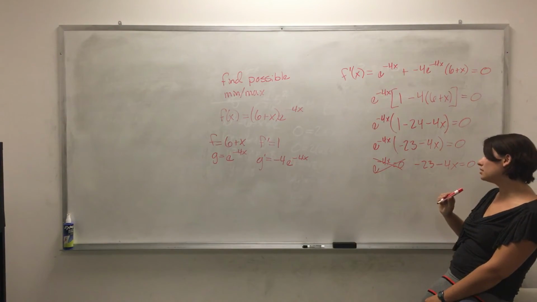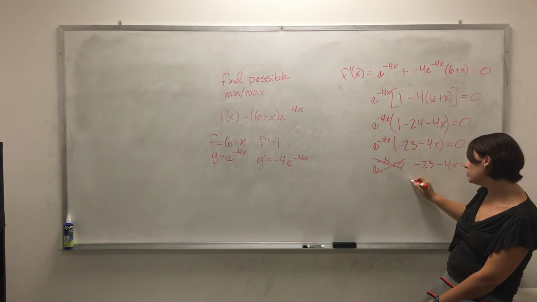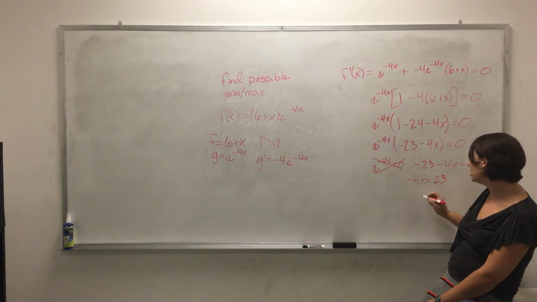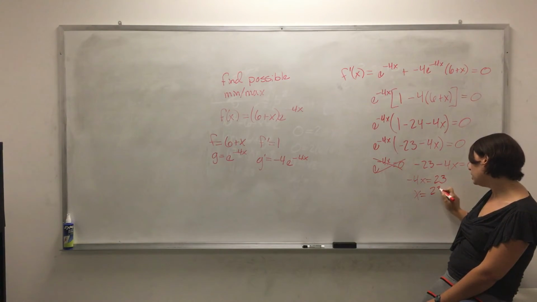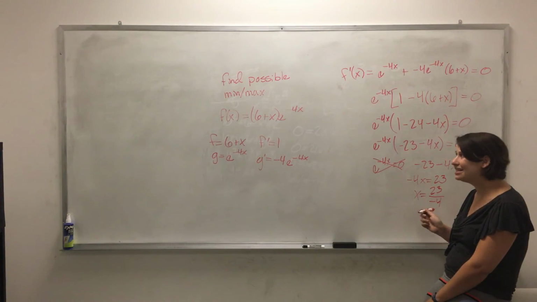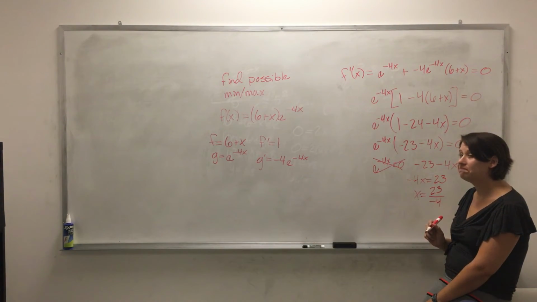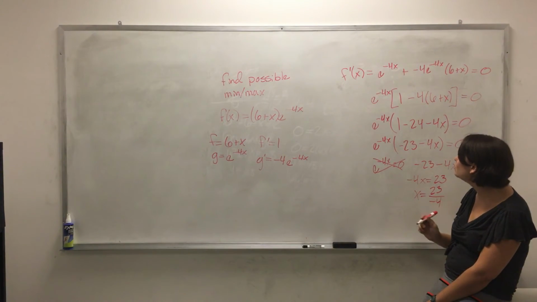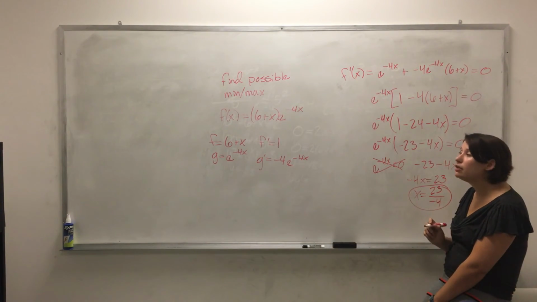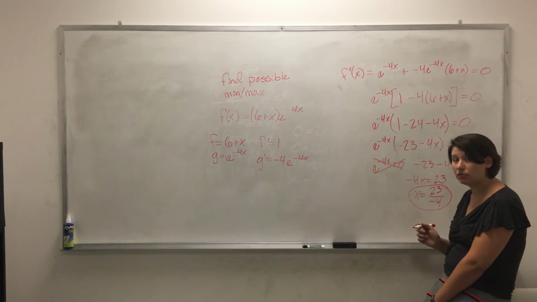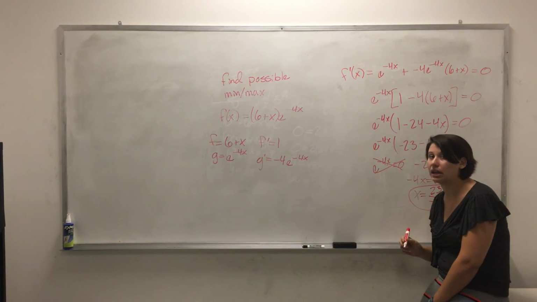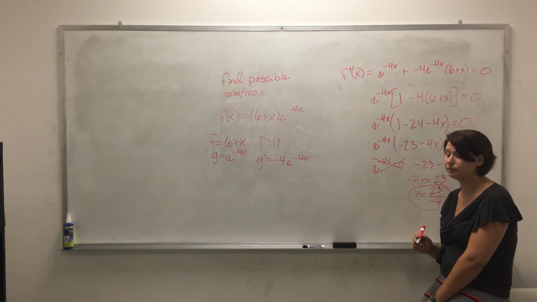We need to solve for x. Add the 23 over, so negative 4x equals positive 23, divide by negative 4. So x is equal to 23 over negative 4. So that means this is our x value. Okay, that is our only possible x value as well. If we needed to find the point, we would just take this x value and plug it in to the original function, right? That would give us the y value, right?